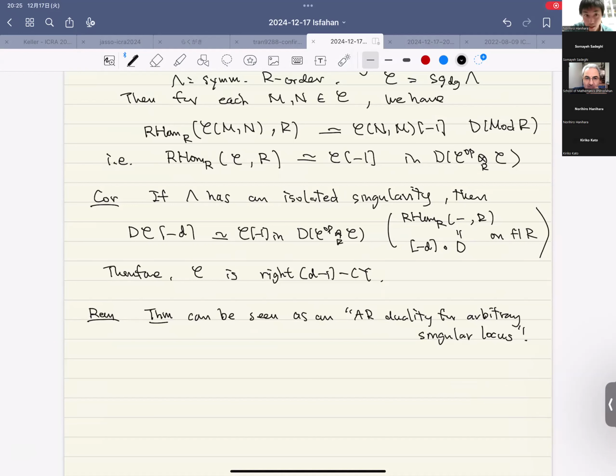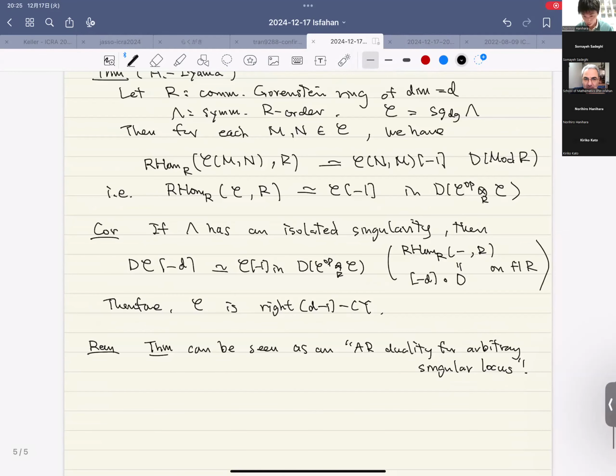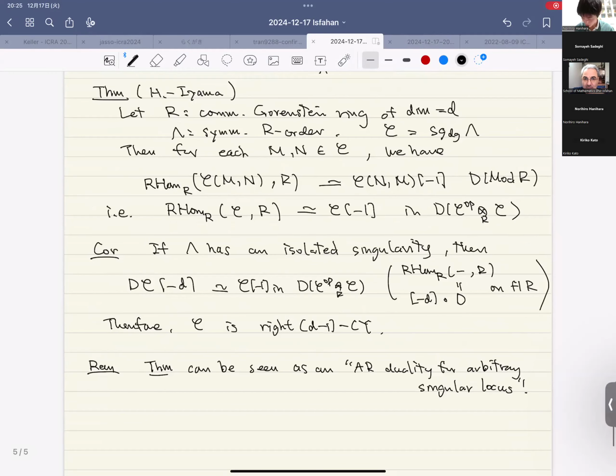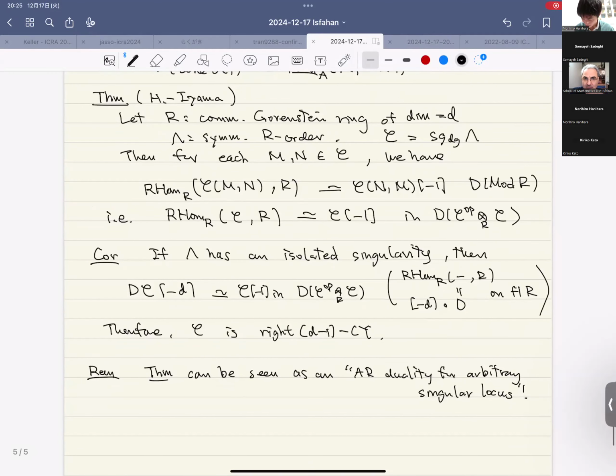Hello, I might have a question. In your theorem, how essential is it that R is a Gorenstein ring? Can we take it as a Cohen-Macaulay local ring and Lambda to be a Gorenstein order and get something similar, maybe?